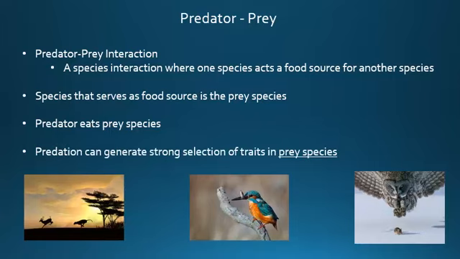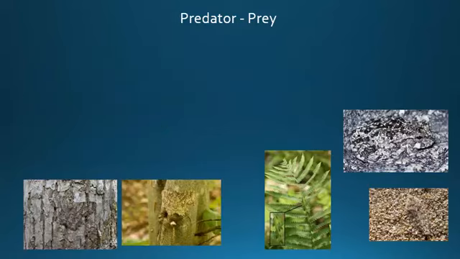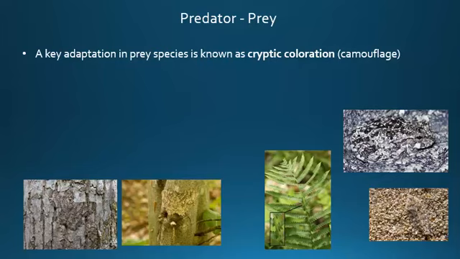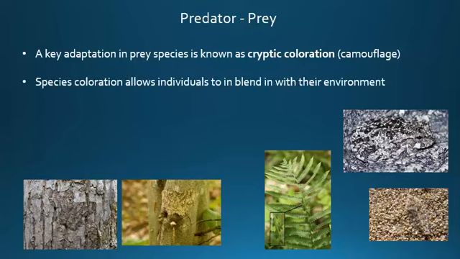Now, predation turns out to provide a very strong selective force that can impact the traits in the prey species, and we'll see the prey species can adapt to this predation force. One way that we see that occurring is through the emergence of something called cryptic coloration. Sometimes people call it camouflaging, but it's a condition where the prey species tries to blend into its background.